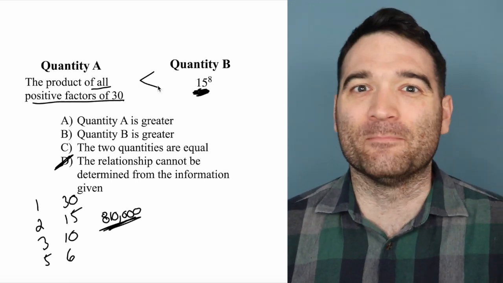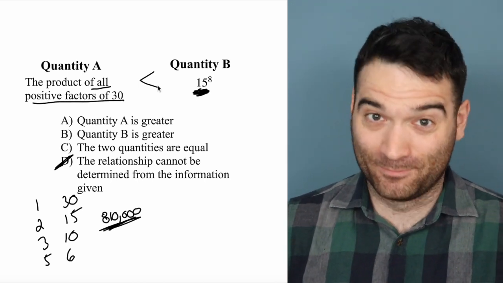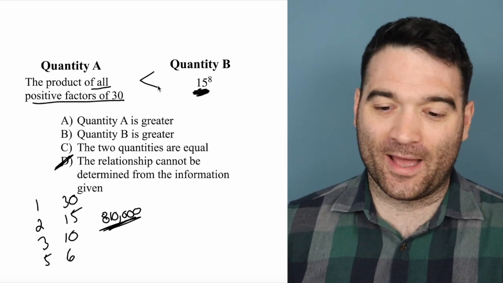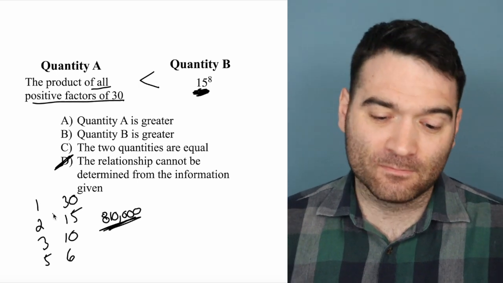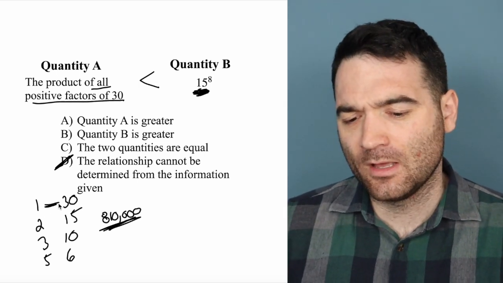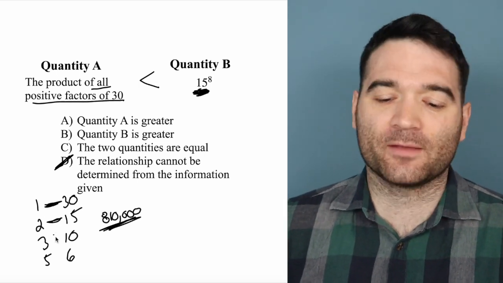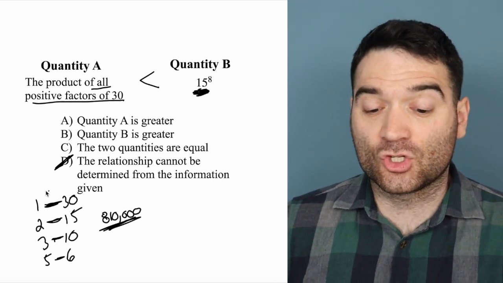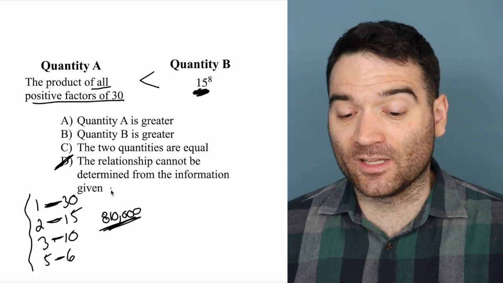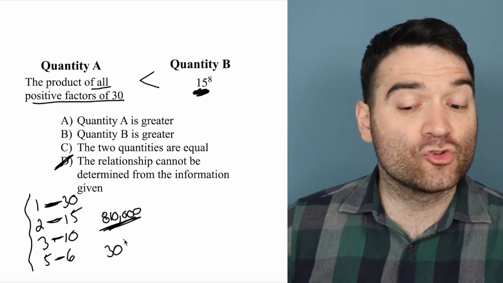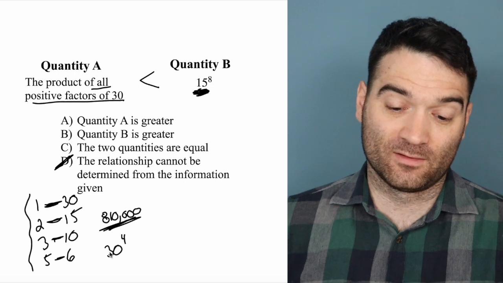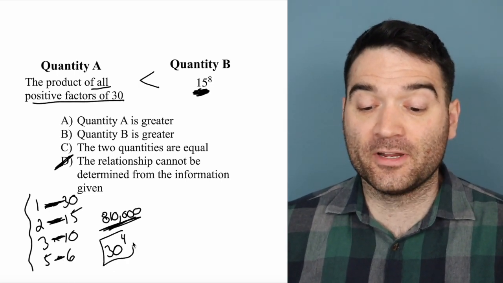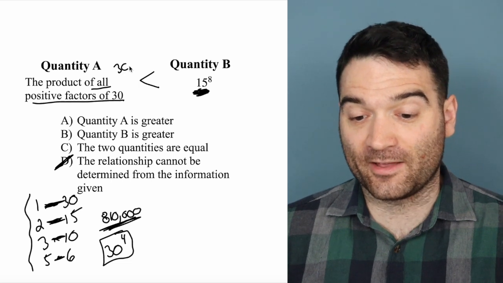Maybe you want to see a little bit more math behind it. I want to put a pin in that and say we can figure this out right then and there. Here's another way to go about it. Not necessarily easier, but more mathy. 1 times 30 is 30, 2 times 15 is 30, 3 times 10 is 30, and 5 times 6 is 30. All of these are 30, right? So this is equivalent to 30 to the power of 4, right? Because it's 30 times 30 times 30 times 30. 30 to the power of 4 is this value right here.